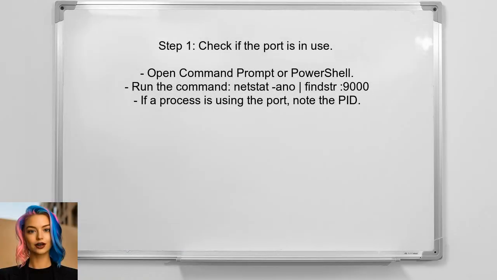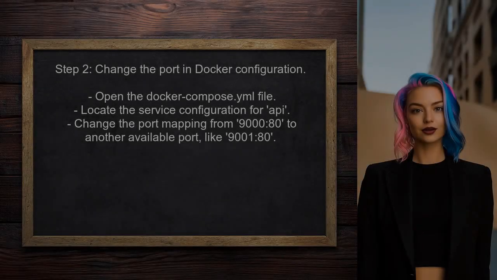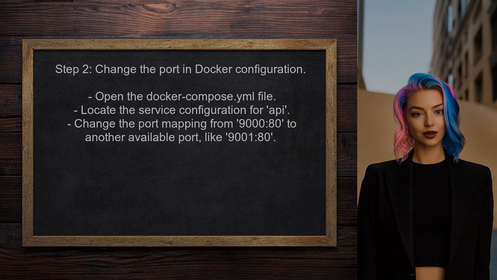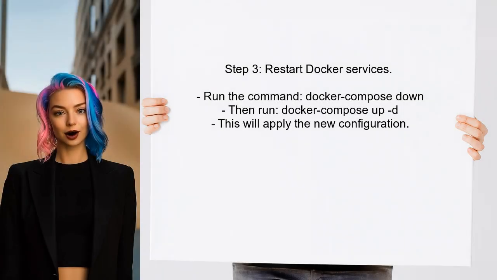To address the error the user is encountering, we will first check if the port is already in use. This can often cause conflicts when starting services in Docker. If the port is in use, the user can either stop the conflicting service or change the port in the Docker configuration. Let's look at how to change the port. After updating the port, the user should save the changes and then restart the Docker services. This can be done with a simple command.